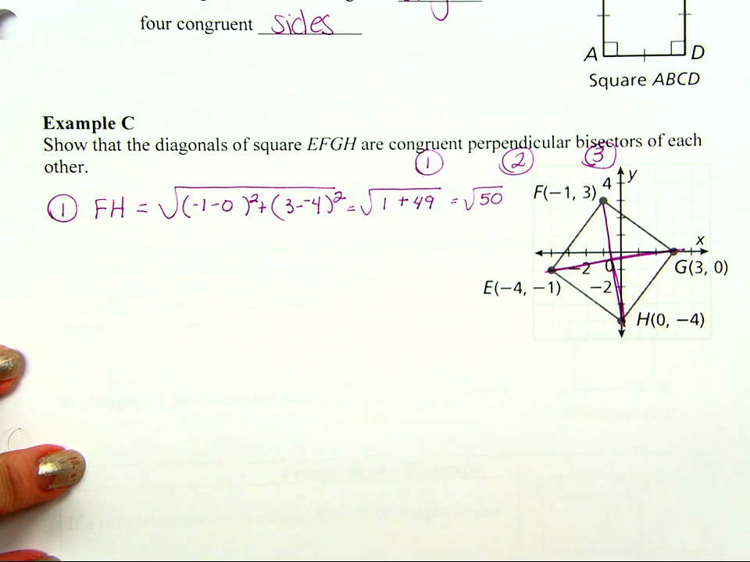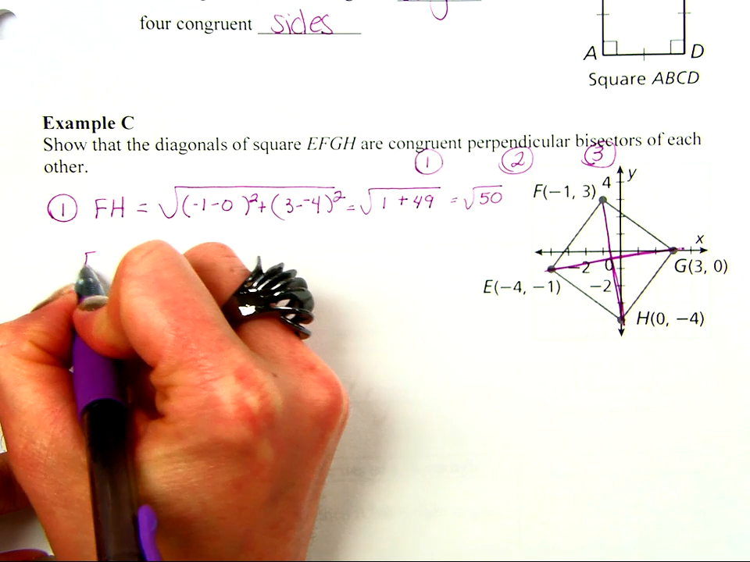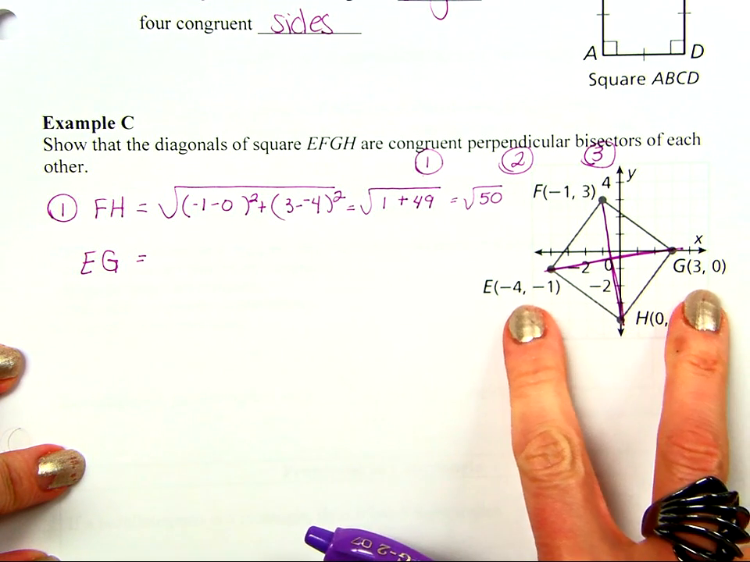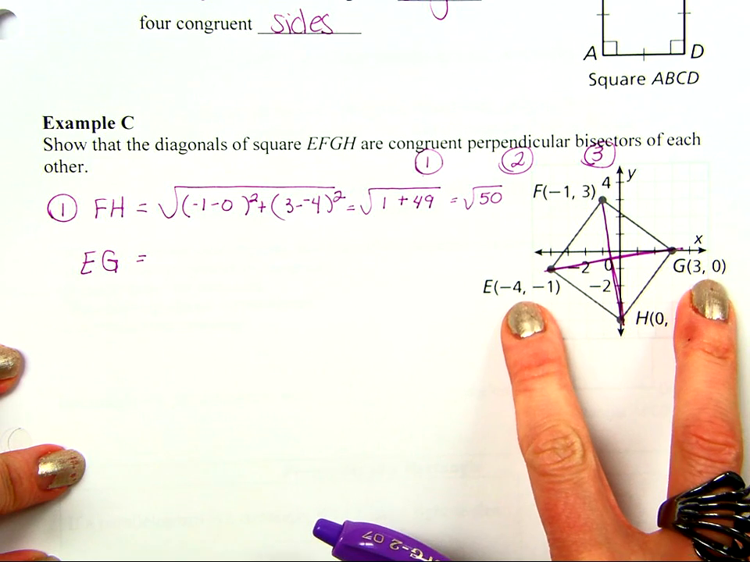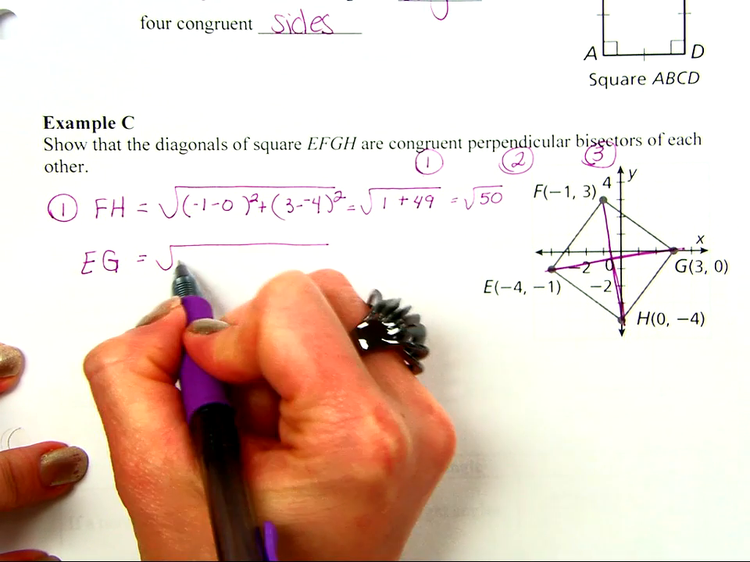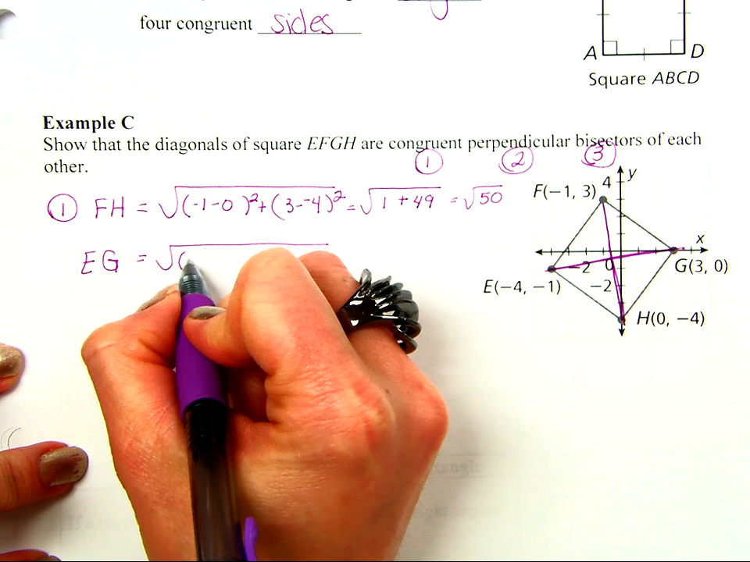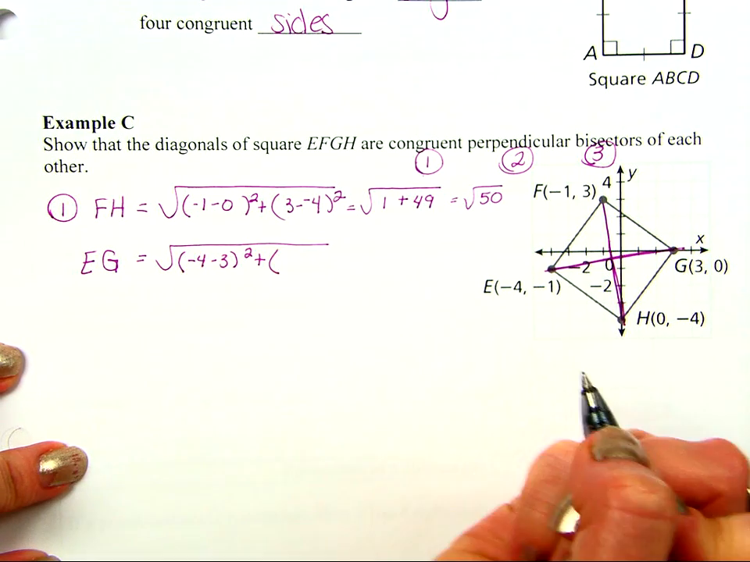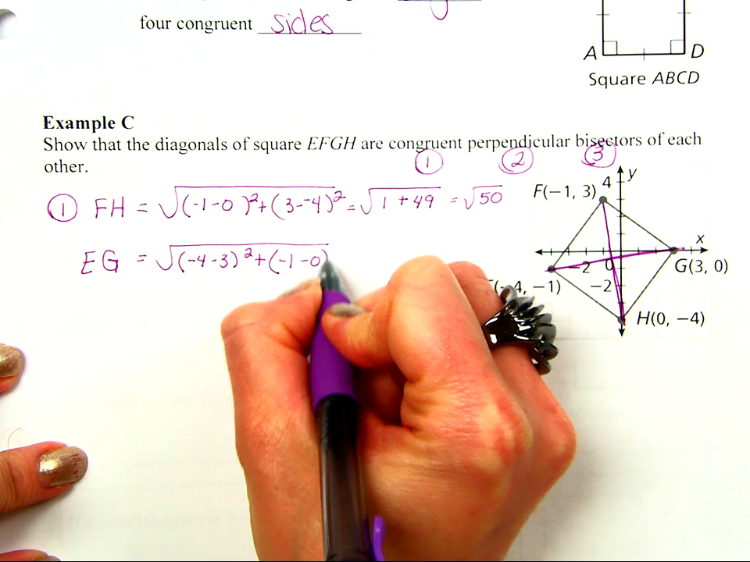Now I need to check my other diagonal. Well, my other diagonal would be EG. So I'm going to go ahead and use my coordinates from point E and point G. Again, I'm going to set it up the same way: x minus x, quantity squared, and y minus y, quantity squared.